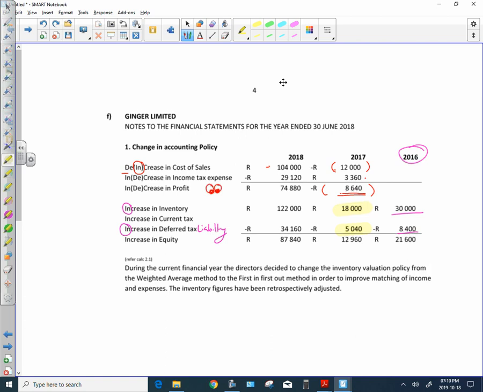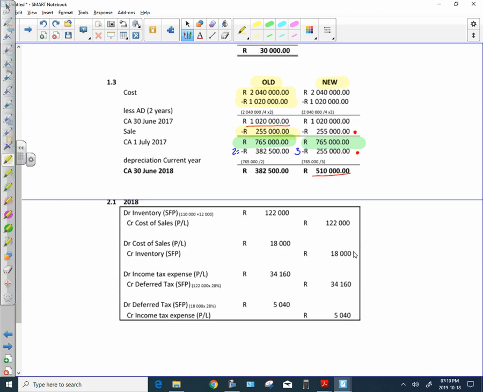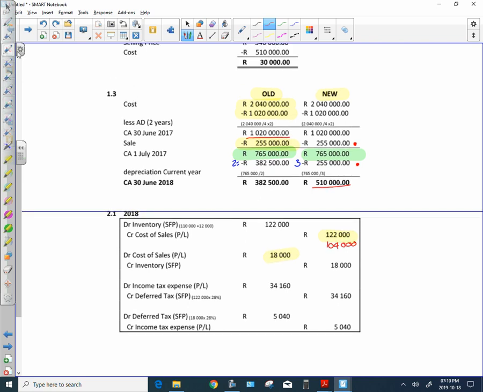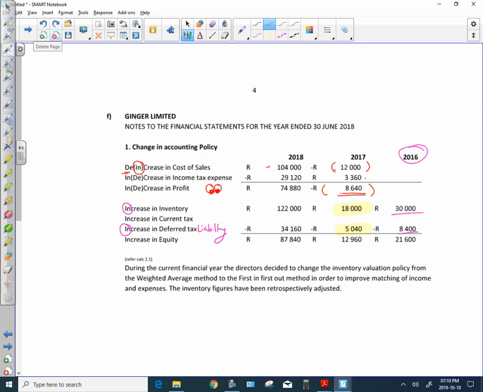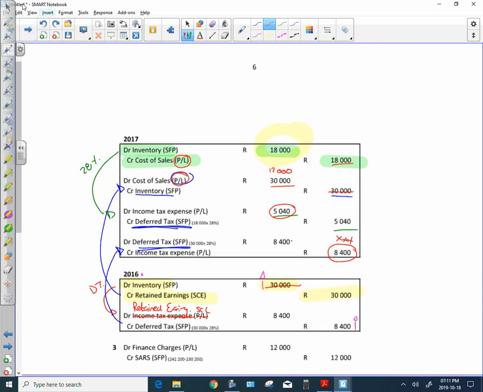Happy with that? Right, and then in 2018, looking at firstly my cost of sales, credit of 122,000, debit of 18,000. Agreed, a net credit of 104,000. Happy with that? And a credit to cost of sales is a decrease in my expenses and an increase in profit. So there you'll see I've got the decrease in cost of sales, but it's positive because it increases profit. Same thing with my income tax expense, one too far.